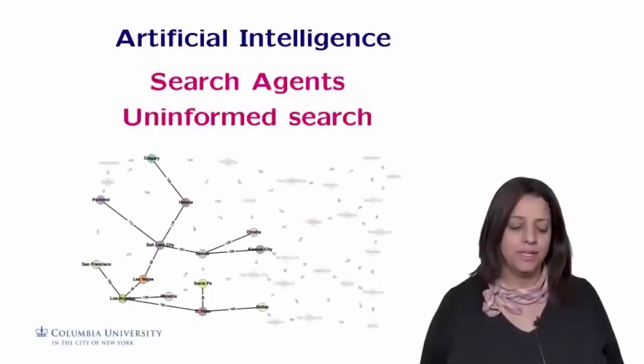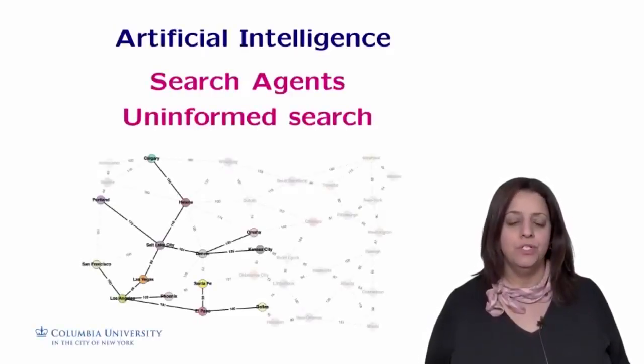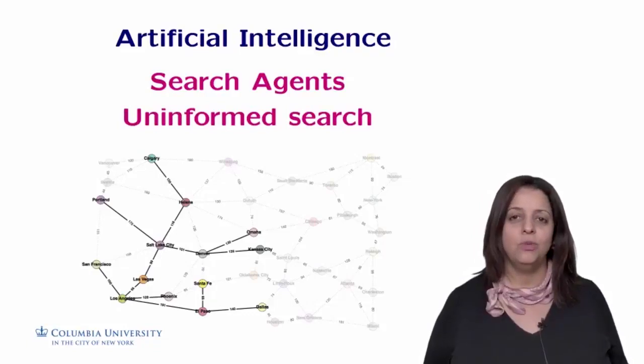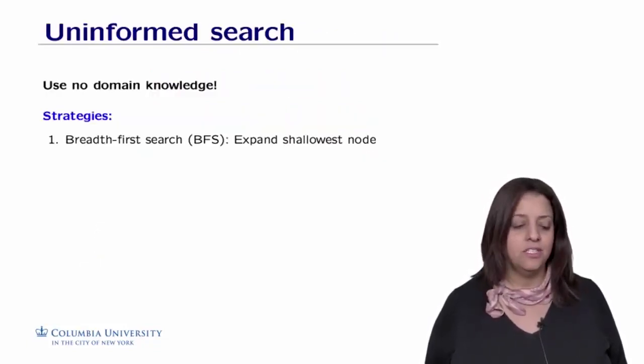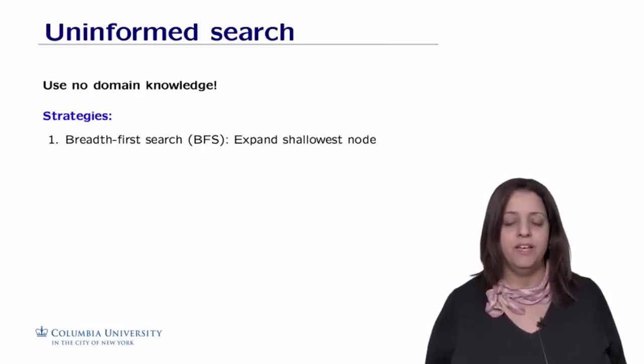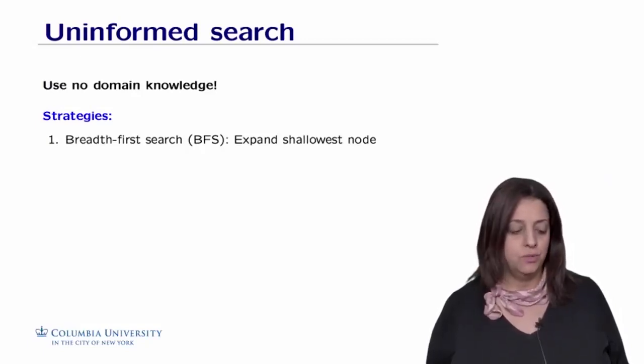In this lecture, we're going to explore together uninformed search, which are search agents that do not require domain knowledge to search through the search space. There are different strategies adopted in uninformed search. It could be breadth-first search, or BFS, in which we expand in the search space the shallowest node.